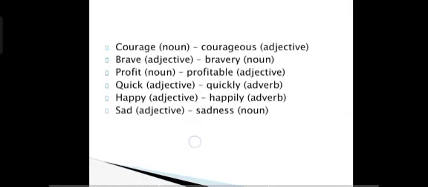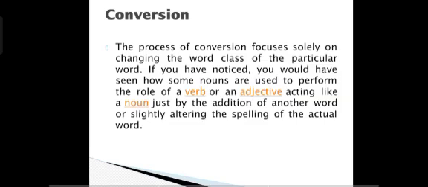So third, let's go to the third one, conversion. So what do you mean by conversion? It mainly focuses on changing one word class of a particular word. So that is called a conversion, to change from one word class to another word class. So if you have noticed, you would have seen how some nouns are used to perform the role of a verb or an adjective, just by the addition of another word or slightly altering the spelling of the actual word.